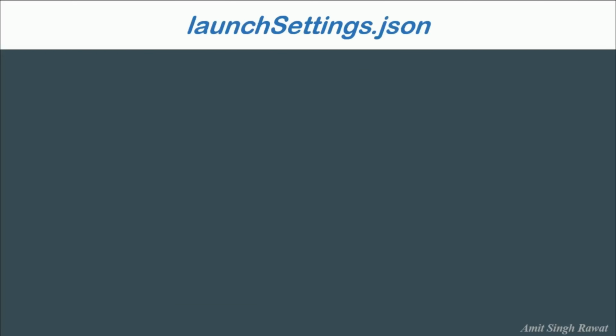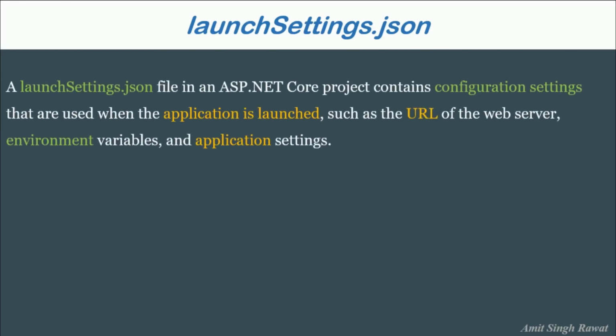And here we are talking about ASP.NET Core. So if we have to define the launchSettings.json file, we can say that a launchSettings.json file in an ASP.NET Core project contains configuration settings that are used when the application is launched, such as the URL of the web server, environment variables, and application settings.